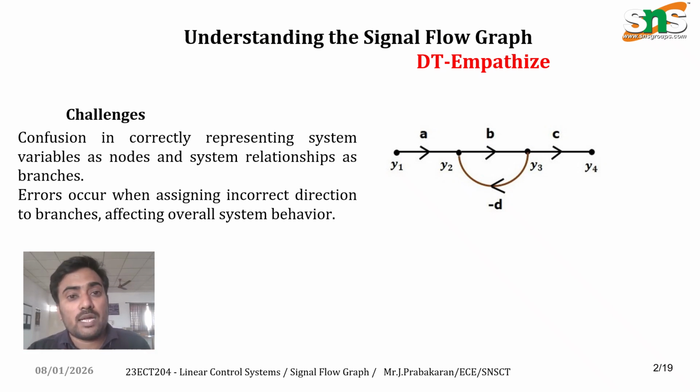Students often face confusion while drawing signal flow graphs. The first difficulty is correctly representing system variables as nodes. The second difficulty is assigning the correct direction to branches. If the direction is wrong, the entire system behavior may be incorrect.